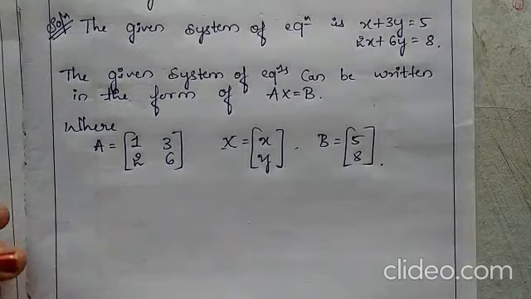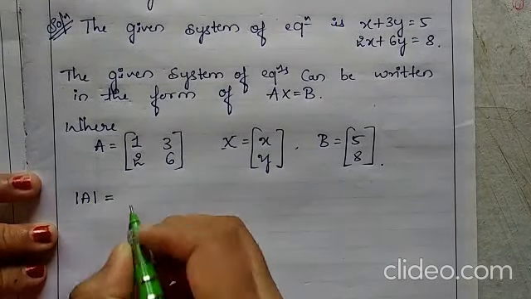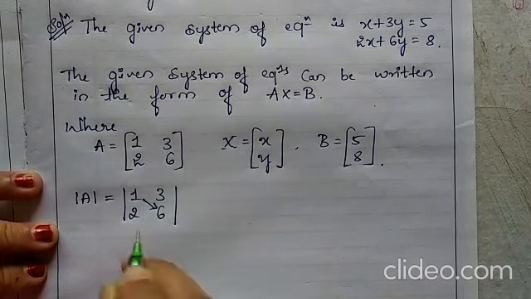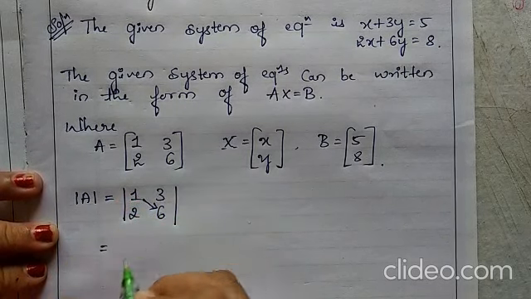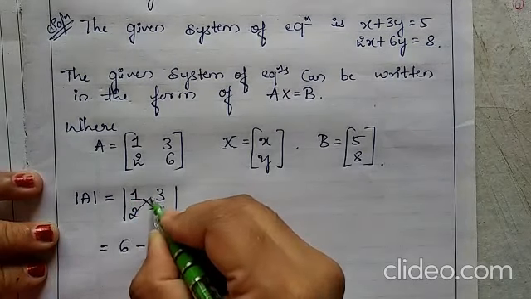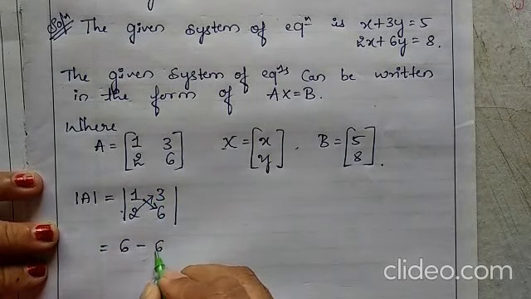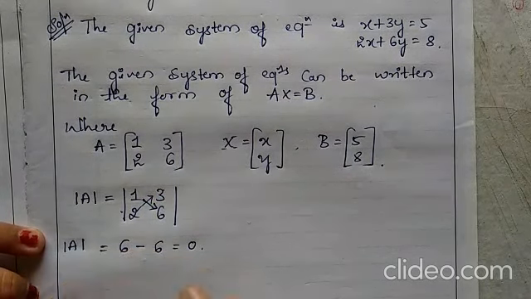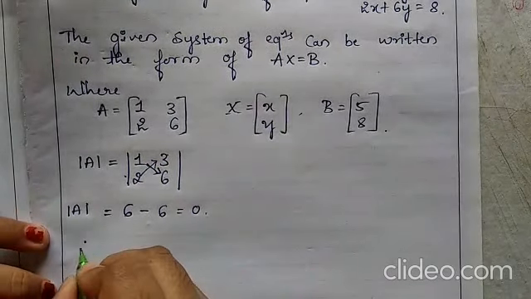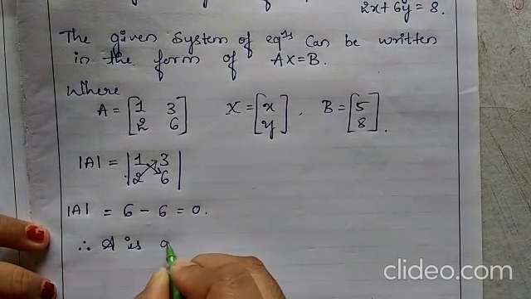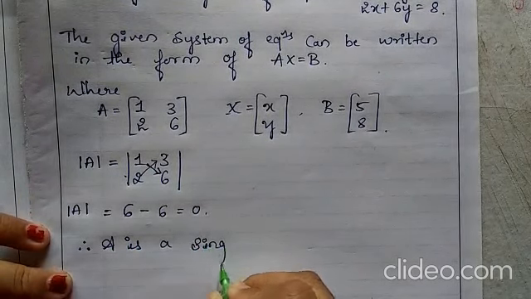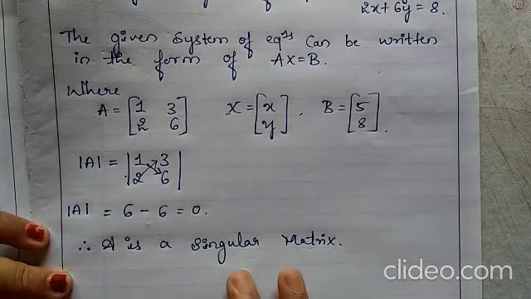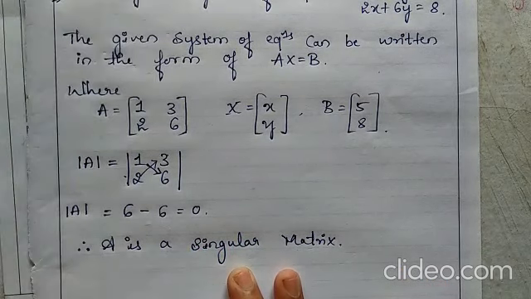First we need to check the determinant of A. So 1, 2, 3, 6. We multiply 1 and 6 first: 1 into 6 is 6, minus 2 into 3, which is also 6. So it becomes 0. So the determinant of A is 0. Therefore, A is a singular matrix. If it is a singular matrix, A inverse doesn't exist.